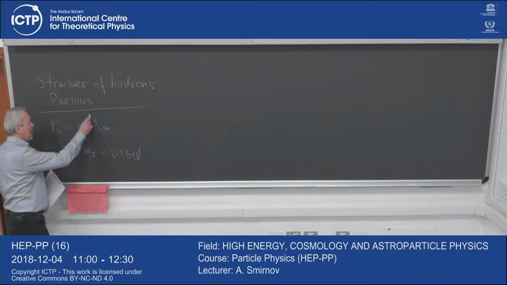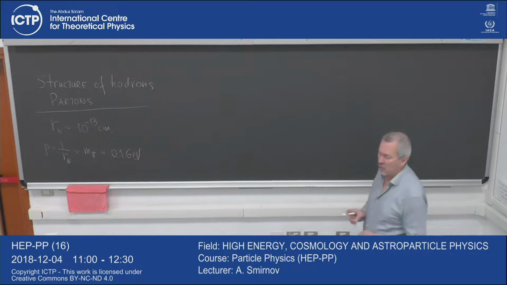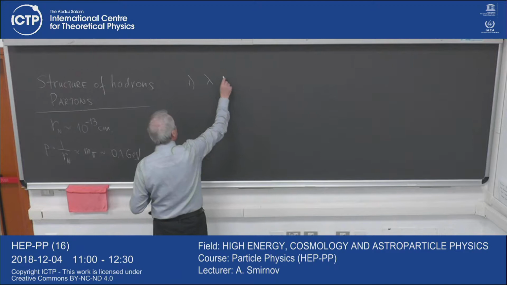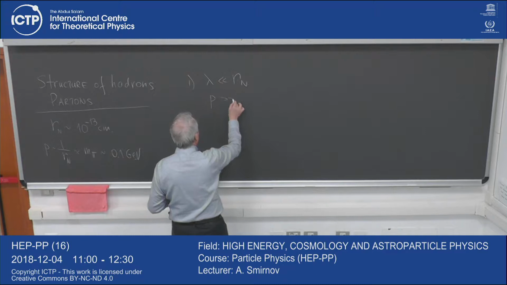So to explore the structure of proton, we need to use some microscope with wavelength which is much smaller than this 10 to the minus 13 centimeters. So we need to have lambda much smaller than that, and therefore we need to have scattering of particles with momenta bigger than 0.1 GeV.